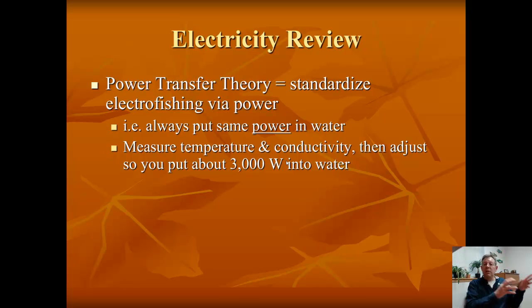Now I go to a different lake and say this lake has higher conductivity, all right? That means I need to turn my voltage down because it's easier for the electrons to flow, so I don't need to put as much punch into each one. I turn my volts down, then my amps are also going to decrease, but I do it in such a way that the volts times the amps still equals 3,000 watts. No matter where I go, I'm trying to get 3,000 watts of power into the water.